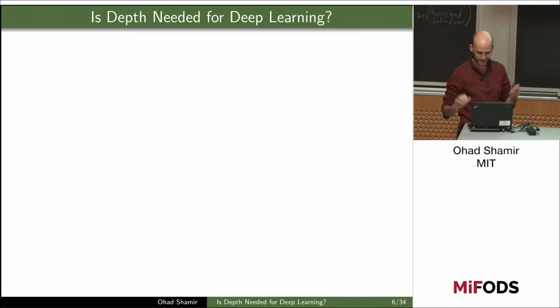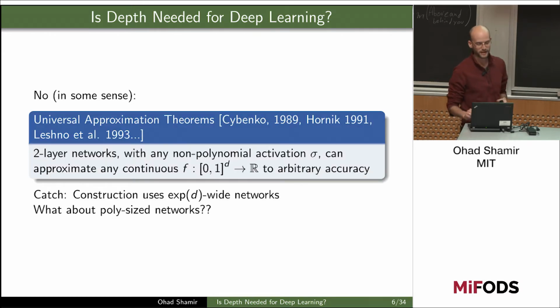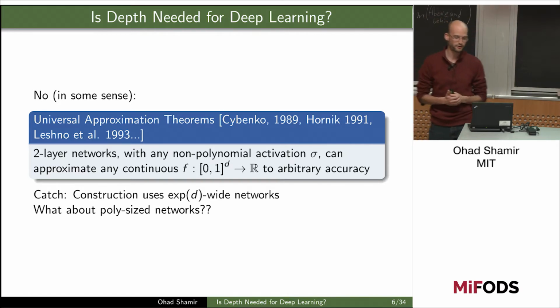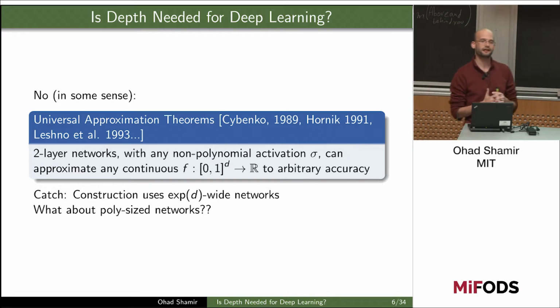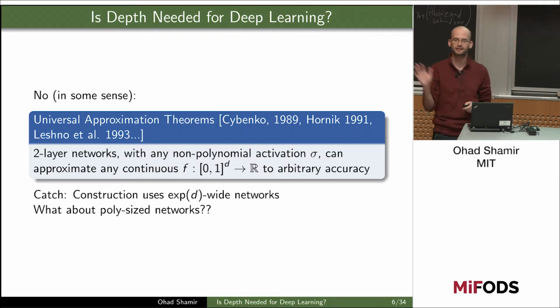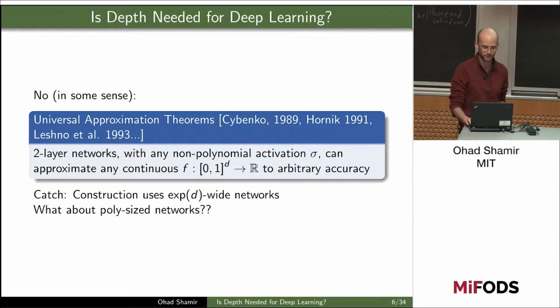OK, so but if we look at this from a more theoretical perspective, can we actually prove the depth is needed for expressing certain types of predictors? So in one sense, the answer is no. And that's been known for a long time, because we have these so-called universal approximation theorems, which tell you that take a two-layer network with just about any kind of activation. It doesn't have to be a ReLU. Anything which is non-polynomial would work. And you can approximate any function from some bounded domain to the reals to any accuracy that you want.